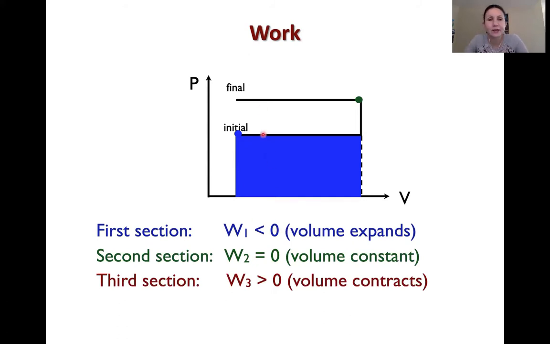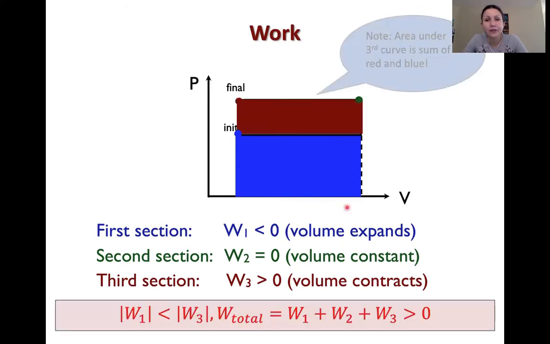So let's think now about the magnitude of the work for the third process. It's the area underneath this whole curve. The note here is that this red area is just that additional area, but the work for the third process has to be the red area plus the blue area.